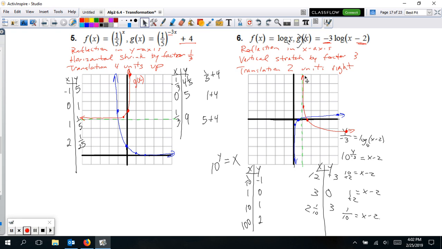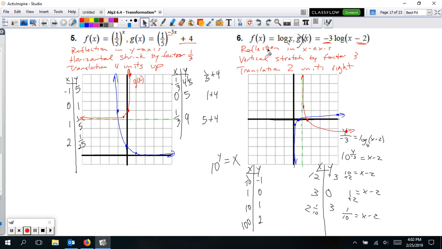Our asymptote, like I said, is going to change. It's going to go to the right 2 units right here, translate 2 units to the right. So we're going to translate our asymptote 2 units to the right as well. So it was at 0 on the y-axis. Now it's over here at 2. X equals 2 is our asymptote. And so that's our graph there.